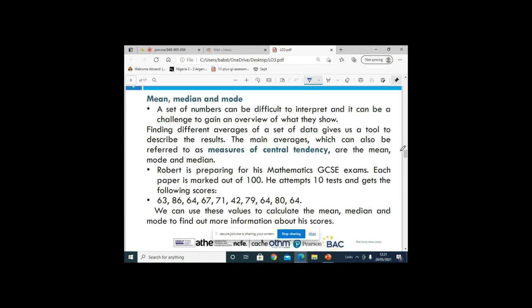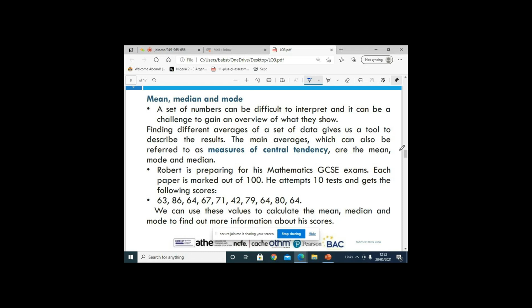So another one is how to analyze data. We normally use mean, median, mode, and range to analyze data. A set of numbers can be difficult to interpret, and it can be a challenge to gain an overview of what they show. So finding different averages of a set of data gives us a tool to describe the results.